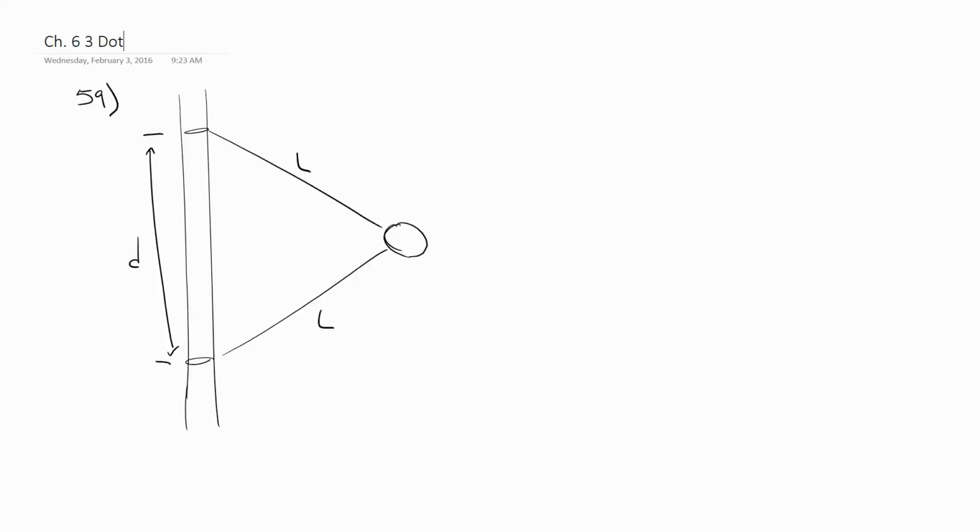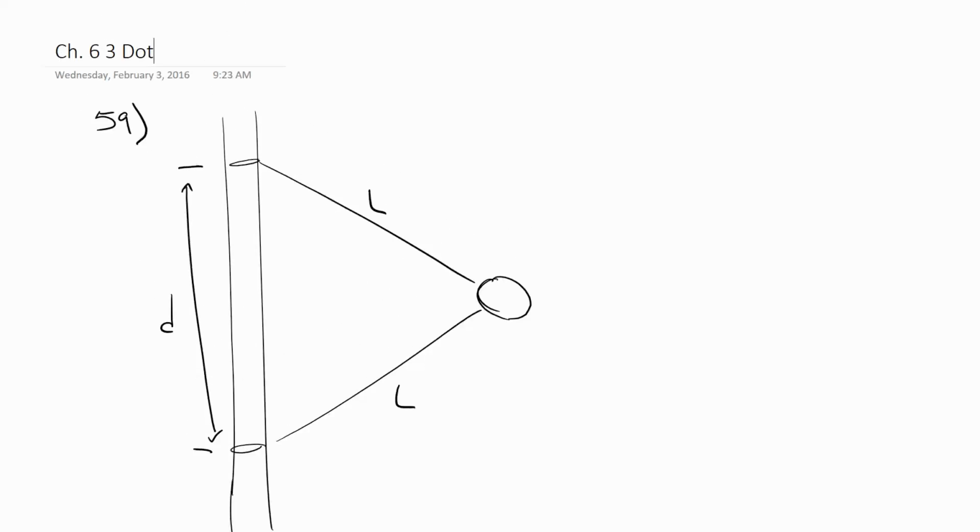Okay, let's take a look at the single three-dot problem in Chapter 6. This is number 59. It is basically a children's toy, sort of. You have a rod. Attached to the rod you have two strings. Attached to those two strings you have a ball.